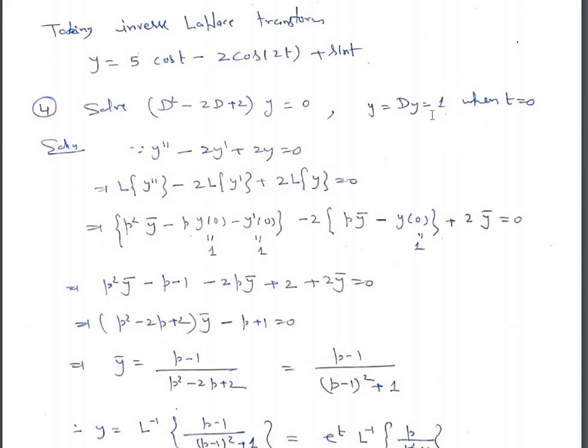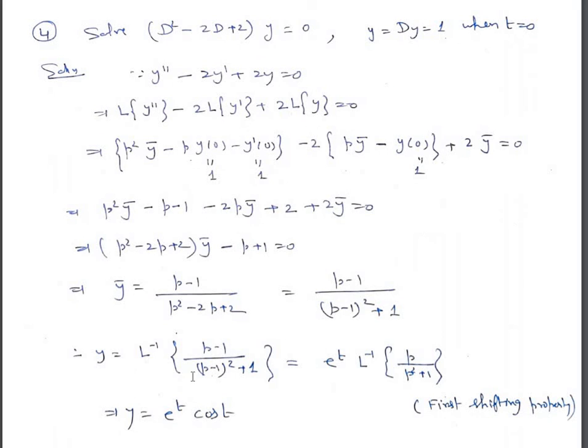Y at 0 is 1, y dash 0 is also 1. So this implies that p square y bar minus p minus 1 minus 2p y bar plus 2 plus 2y bar is equal to 0. Taking y bar common from these three terms, we have p square minus 2p plus 2 into y bar minus p plus 1 is equal to 0. So therefore y bar is equal to p minus 1 upon p square minus 2p plus 2, which can be written as p minus 1 upon p minus 1 whole square plus 1.